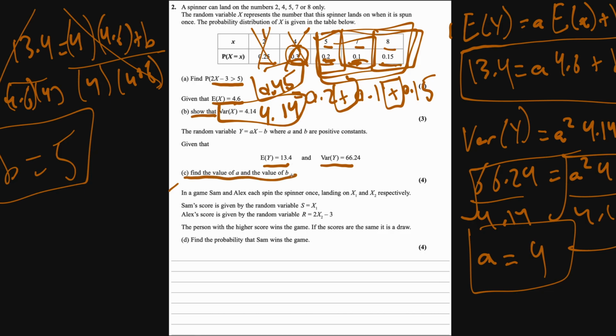So basically, they just brought it from backwards. We just need to use the information we know that the expected value of y is equal to a multiplied by the expected value of x plus b. However, with variance, we use a squared and there is no b. So simple stuff right here.